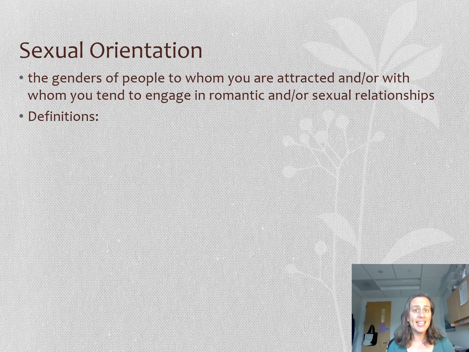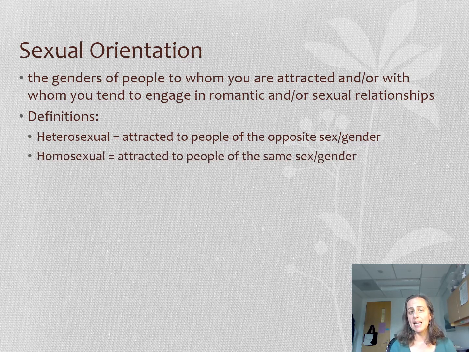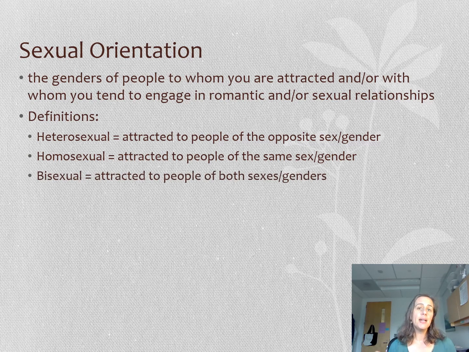So who do you want to date? Who do you want to be with romantically or sexually? We tend to define this in terms of how their gender relates to our own personal gender. So heterosexual, remember hetero means different than, so attracted to people of the opposite sex or gender. Homosexual, homo meaning same, attracted to people of the same gender or sex. And then bisexual, meaning two, I'm attracted to both, for example.